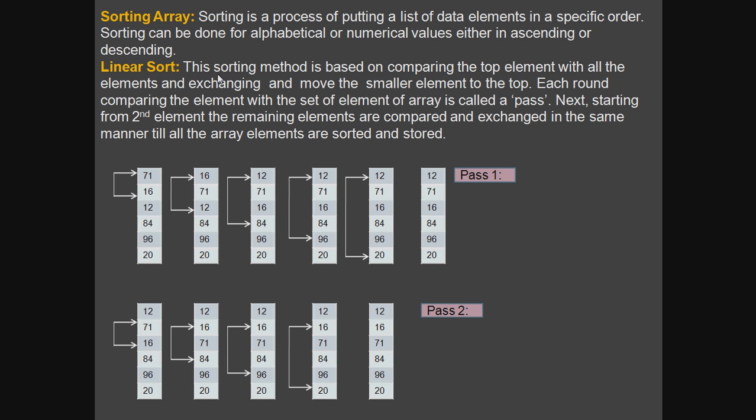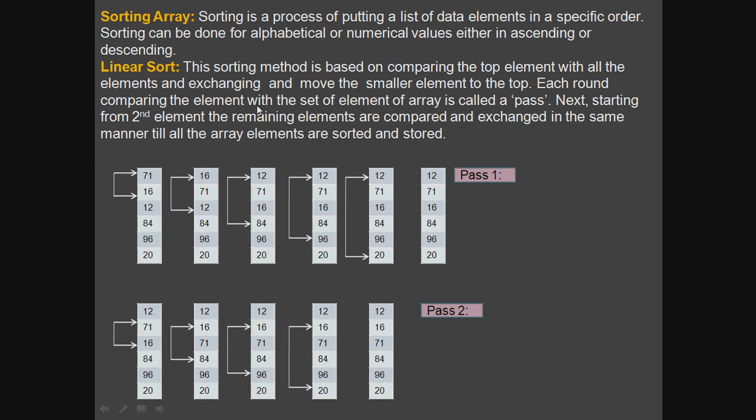In linear search we dealt with unsorted arrays. The array elements were in random order. But now using this linear sort, we can sort them in ascending format. This sorting method is based on comparing the top element with all the elements, exchanging, and moving the smaller element to the top. So when the comparison is made, whichever is smaller will move to the top.